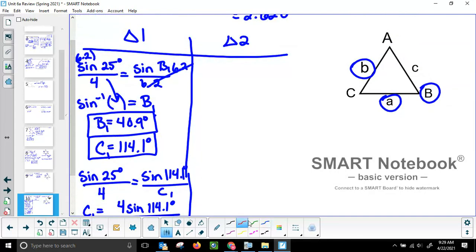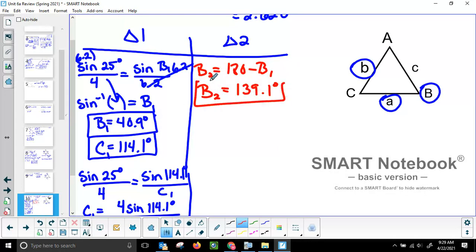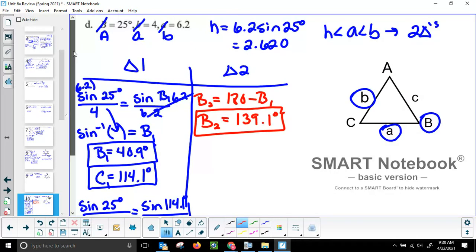All right, now to start with triangle 2, we always start the same way. B2 is equal to 180 minus B1. So in this case, that's going to be 139.1. Remember, the three pieces that were given to us up here are in both triangles. So we have two angles again, so it's going to be very easy to find our third angle. So 139.1 plus 25 is 164.1. So this will be 15.9.